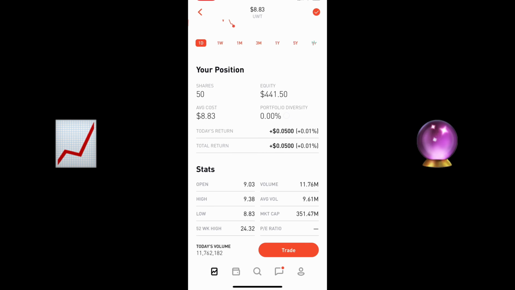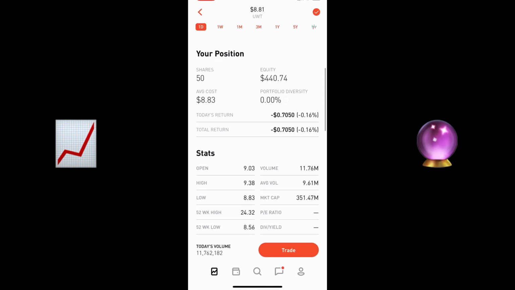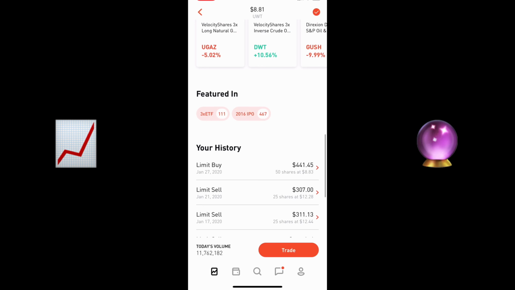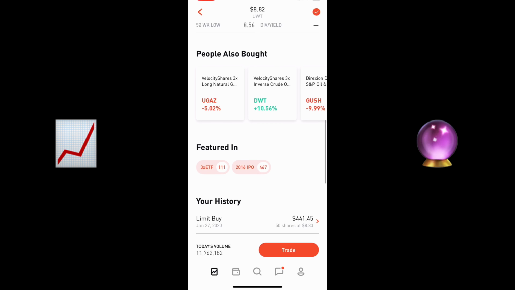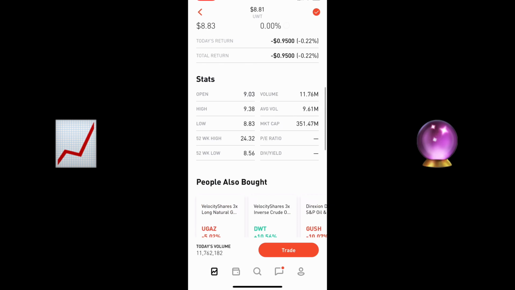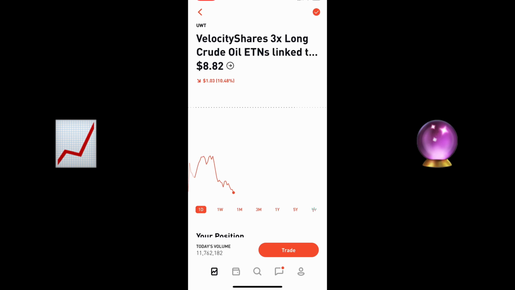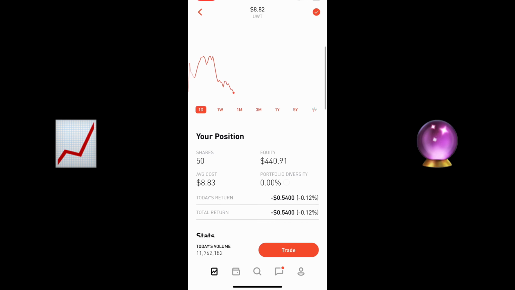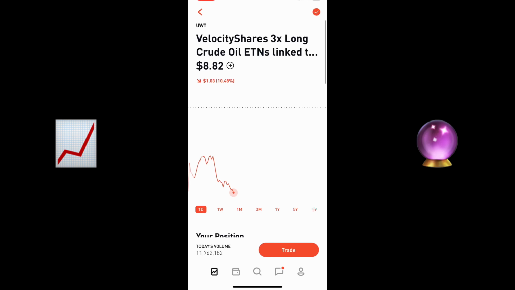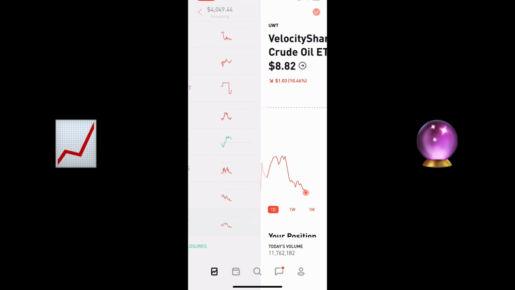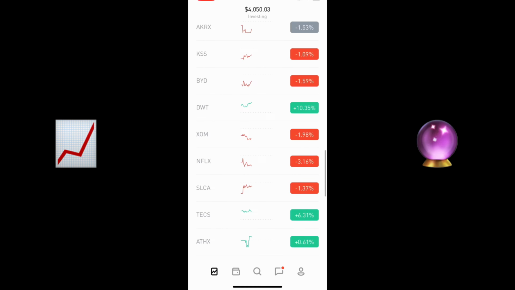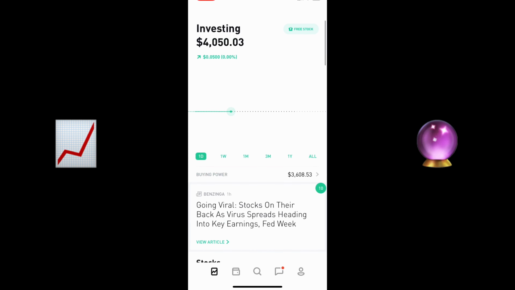Now you can see my position here of 50 shares at $8.83 per share. You can also scroll to the bottom and see the history of your purchases and your sales. And if I scroll up here, you can see the current price is about $8.81 or $8.82 per share, which means I could have got my shares for a penny or two cheaper, but I'm not going to worry about that as I'm happy with the price I got, and I still think this stock is going to go up in the next 10, 20, 30 minutes.